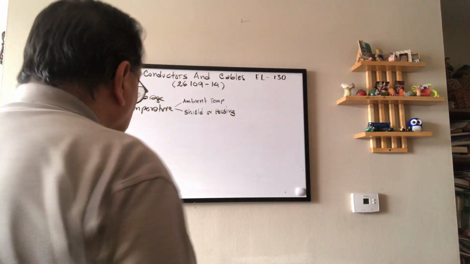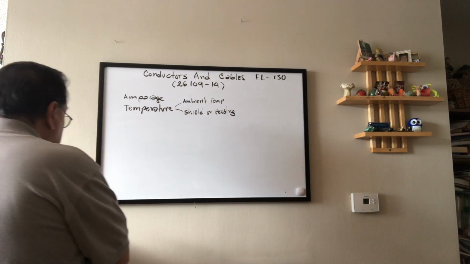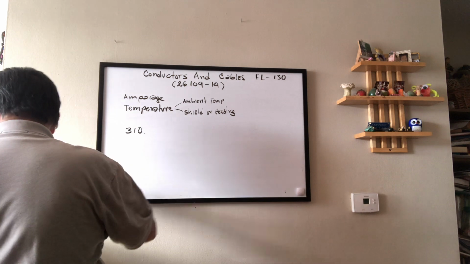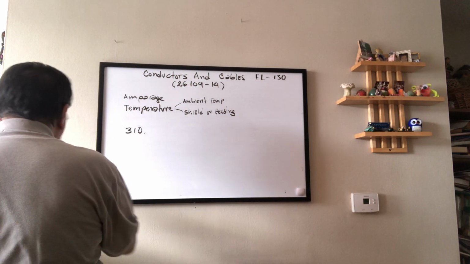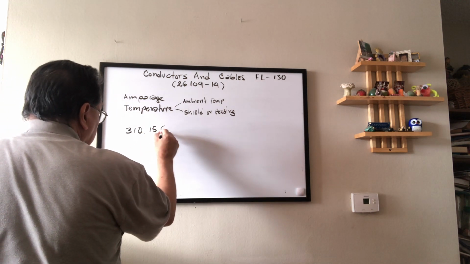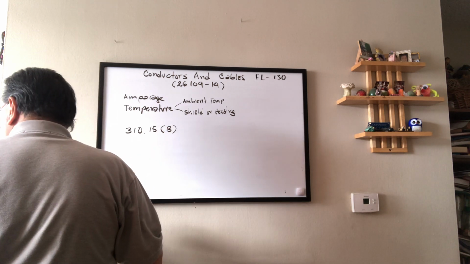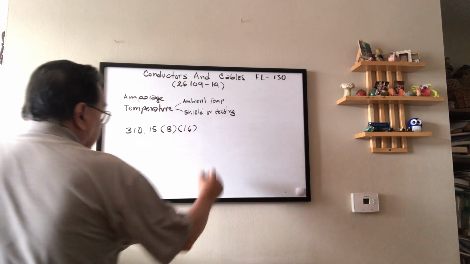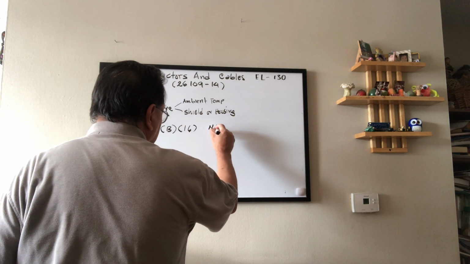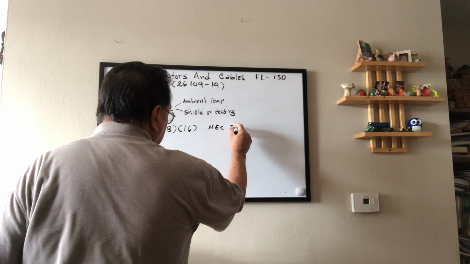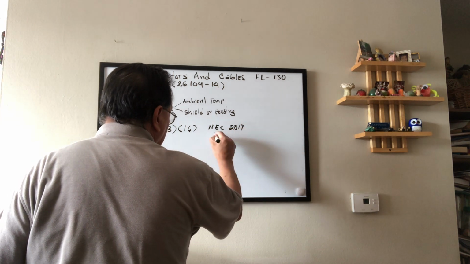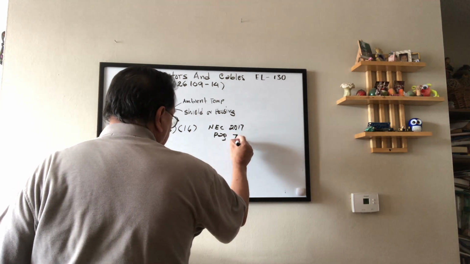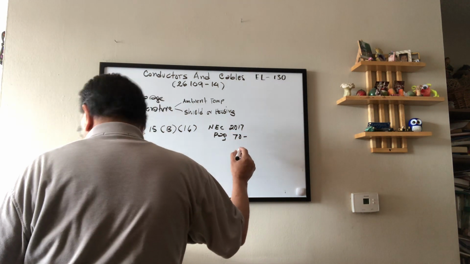Okay, so the table that we use for my explanation is the 310, to explain the temperature concept. 310.15(B)(16), and it is located on the NEC 2017, and the page is 70-150.